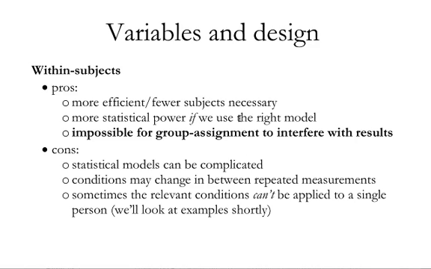The conditions could change in between your repeated measurements. This is a recurrent problem in some within subjects designs. You can think of it as poisoning the well. Maybe the things that you do to subjects at time one change the way that they're going to respond to a different condition at time two. So that can be a problem.